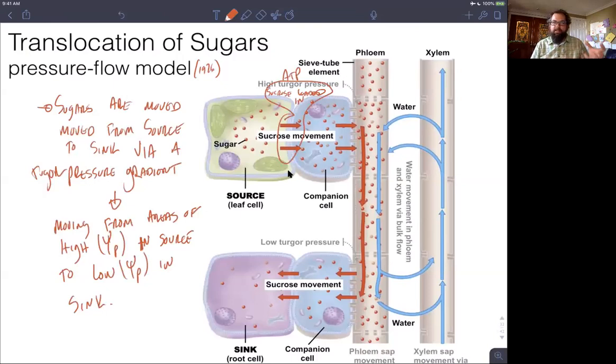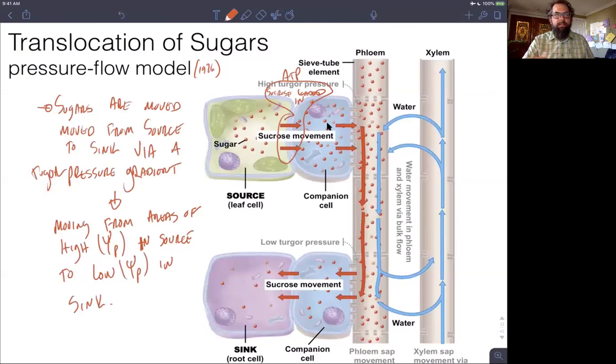And the reason for that is that the source cell, that leaf cell, always has a lower concentration of sugars in it than the companion cell has in it. And so you have to load the companion cell to be able to move that sugar into the phloem. Once you load that in, I'm going to talk through this twice. So I'm going to give you the overview first, and then we'll go through it step by step.